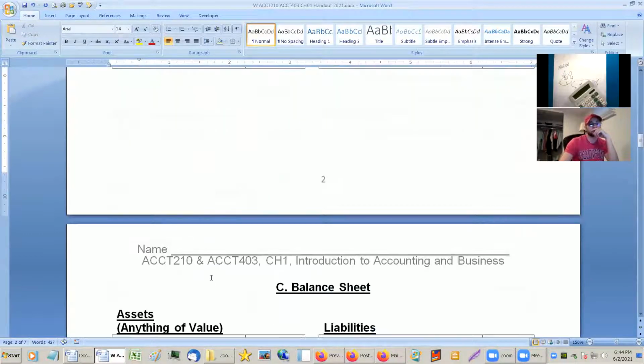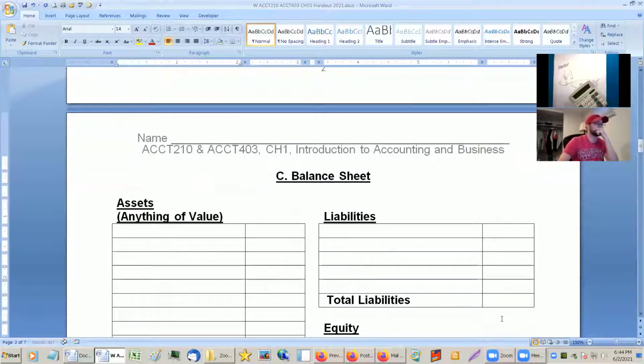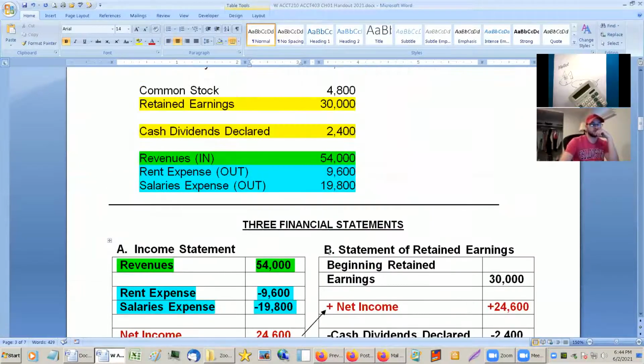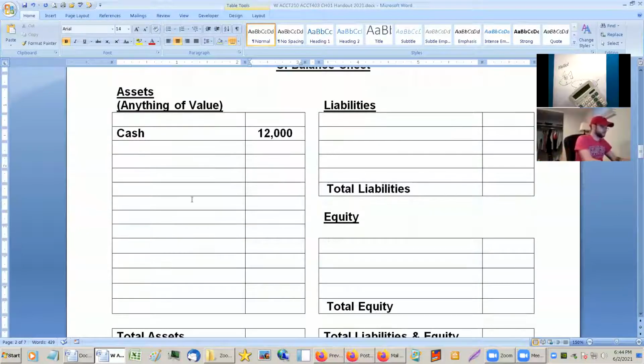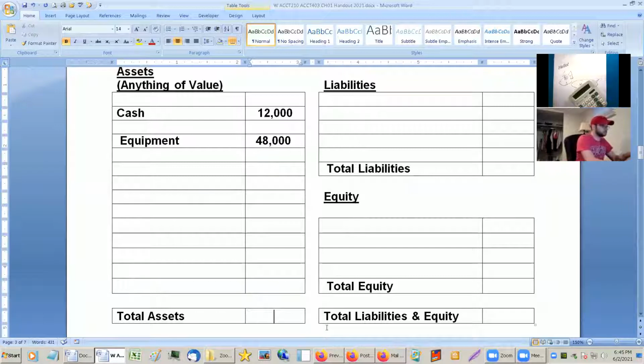Okay, yes. So our assets, we have cash of 1,000 and equipment was what, 48? Okay, so the total assets would be those two together. I think it's 60,000.